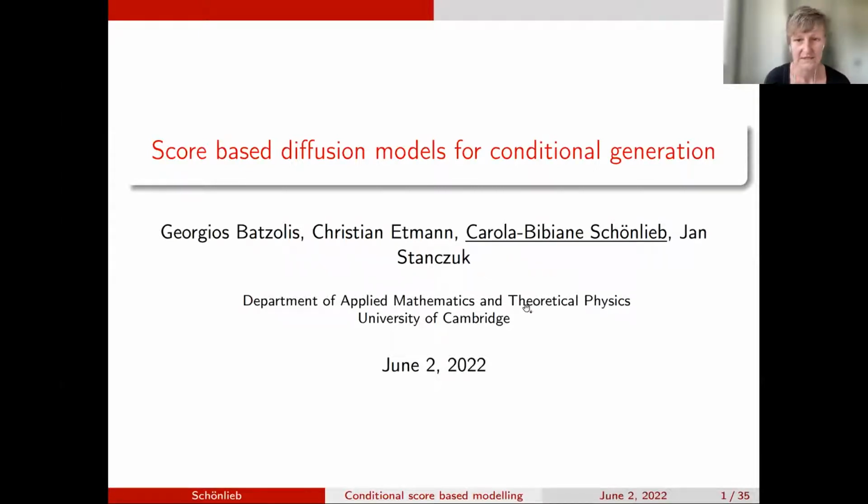And this is also joint work with Christian Etmann, who has been a postdoc in my group and is now working for an image compression company in London. So, right. Maybe I should say, what I'm going to present to you is really the work of Georgios and Jan. They have really been working nonstop on these models and thinking about these models for the last year. And I'm just going to report some of the things that we found.